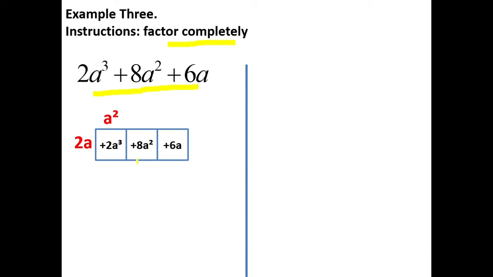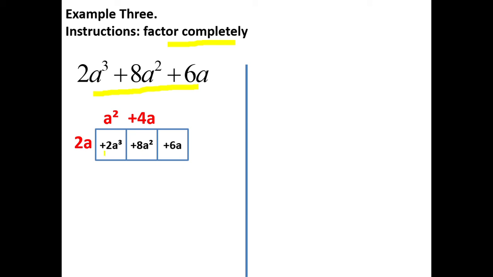Okay, how about the next one? 2 times what number gives you 8? Well, 2 times 4 gives you 8. And here you have a to the 1. So a to the what would give you a squared? Well, a to the 1 times a to the 1, 1 plus 1 gives you the 2. So we end up with 4a.